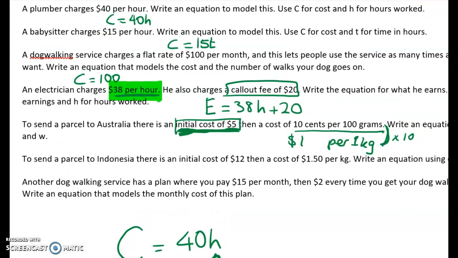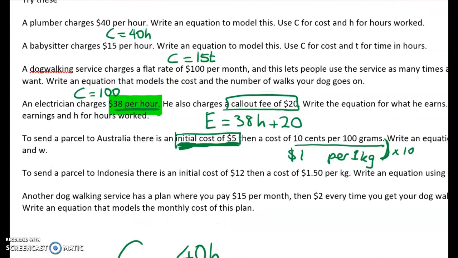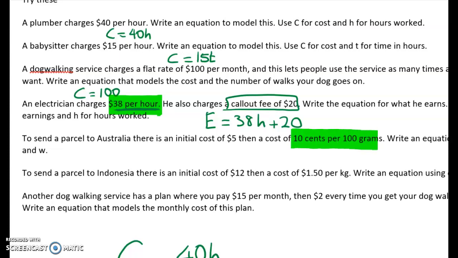Okay, so let's look back at that one again. The words in there that tell me I've got the gradient is this cost per 100 grams. That's the gradient. Okay, up here the gradient is $40 per hour, $15 per hour. In this one there's no gradient. Let's look at the next two.